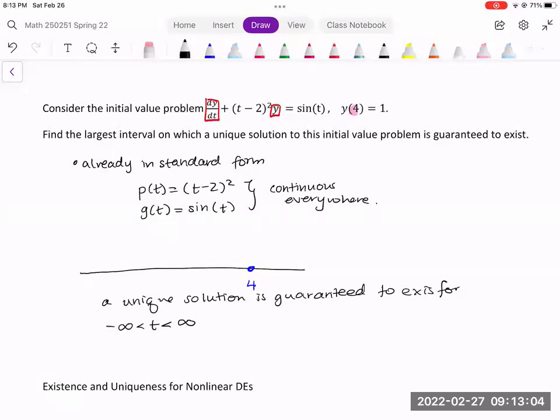We're not going to see solutions crossing. We're not going to see solutions coming together. Our solutions are going to last with domain negative infinity to infinity. Great.